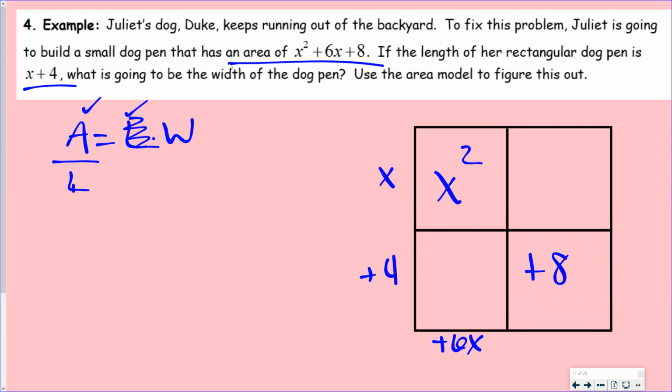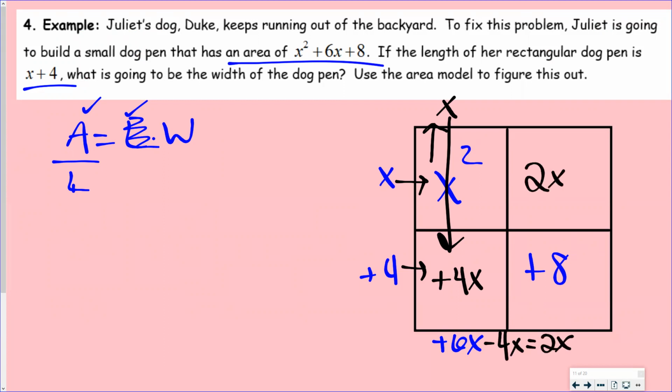All right, let's figure everything out. I already have an x, so then what do I have here? I have another x. If I have an x there, go down. X times 4 is positive 4x. If I have 4x, but I need 6x, that means my other box is going to be positive 2x.